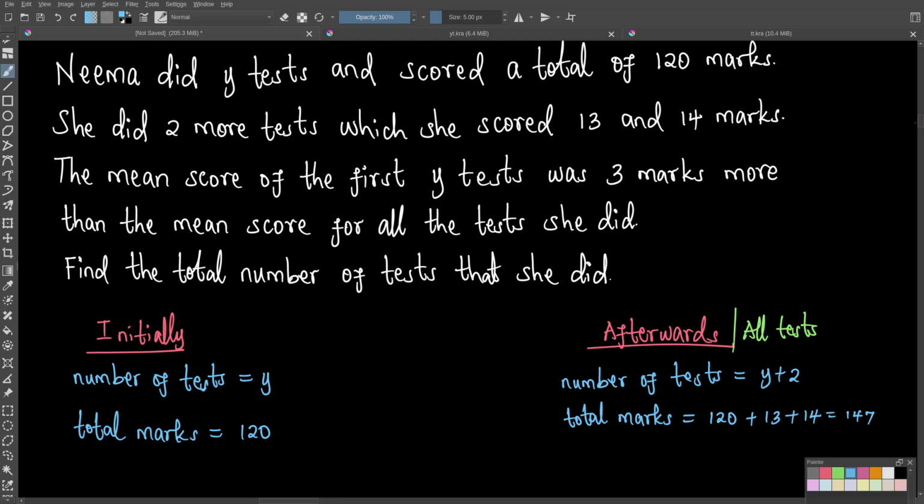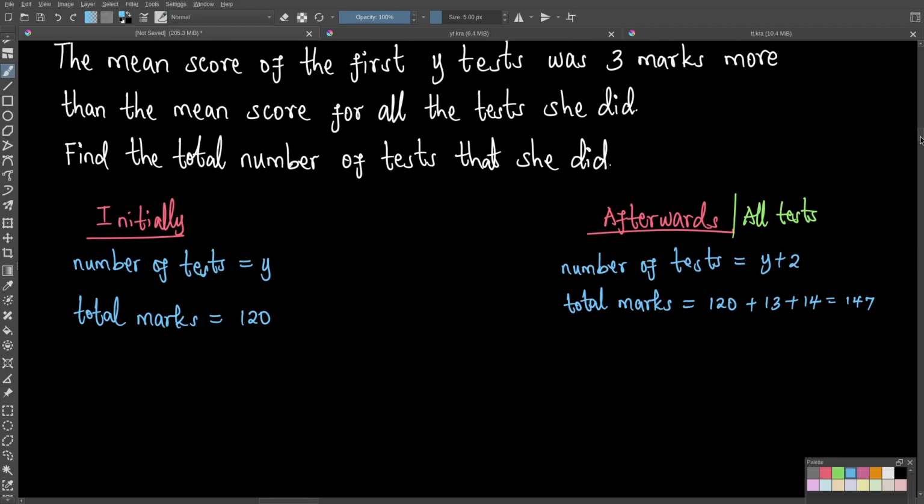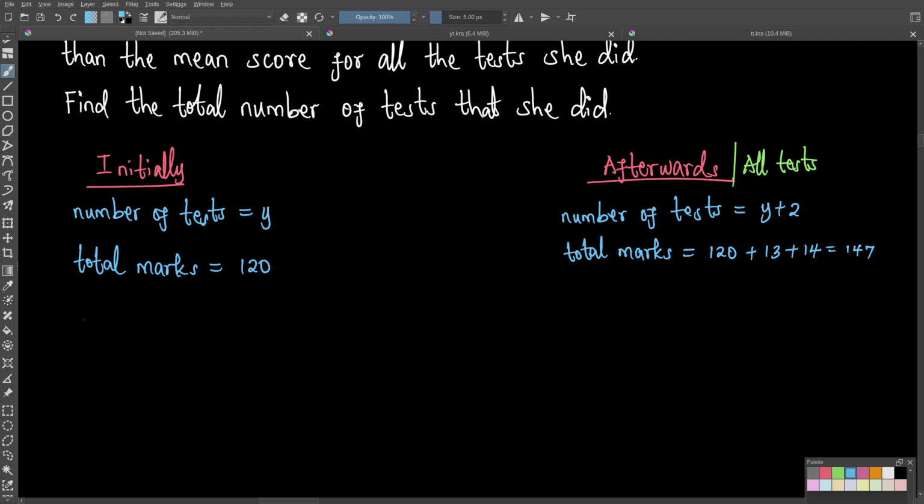So this means that we need some relationship for the mean scores. Initially, what was the mean score? How do you get the mean score? You do the total marks over the number of tests. So we do 120 over the number of tests, which is Y. We do the same for all the tests. The mean score would be the total marks, 147, over the number of tests, which is Y plus 2.